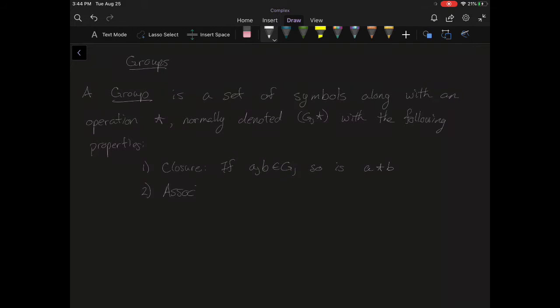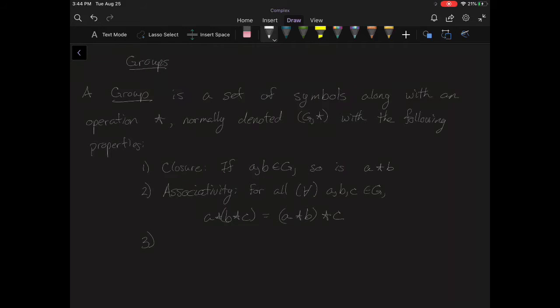Secondly, we have associativity. Now, associativity means that we can move around the parentheses. So that means if we have any A, B, and C you want in the group, and we have A star, and then in parentheses B star C, that's the exact same as in parentheses A star B, star C.